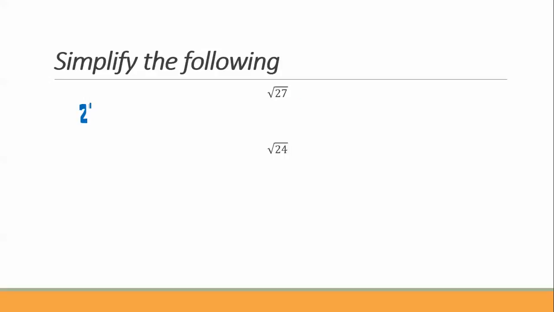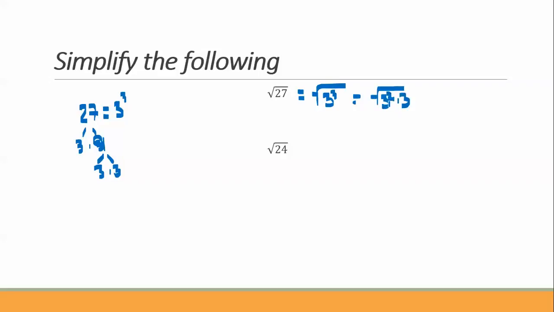27, remember, we can prime factor, so that's 3 times 9, which is 3 times 3 times 3. So 27 is 3 cubed. So this is a square root, so we need perfect squares. So 27 is 3 cubed, so that's the same as saying the square root of 3 cubed. But we want perfect squares, so we have the square root of 3 squared times 3. 3 squared times 3 is 3 cubed.